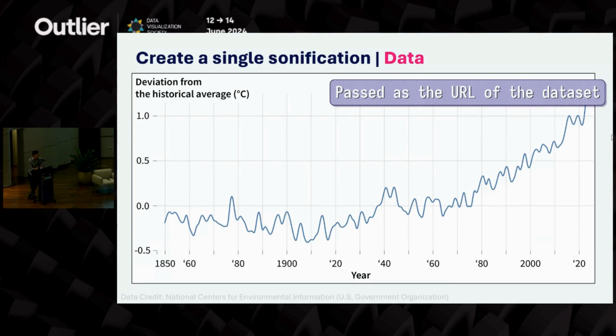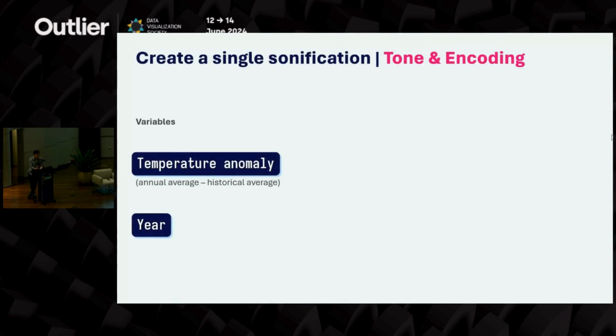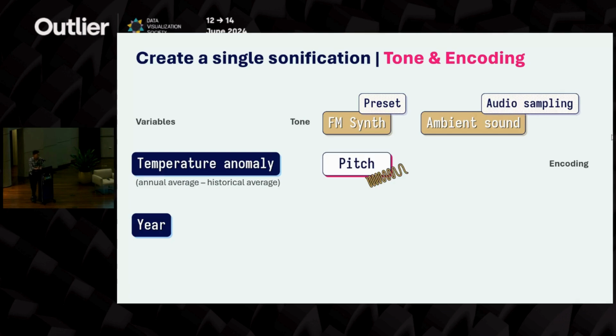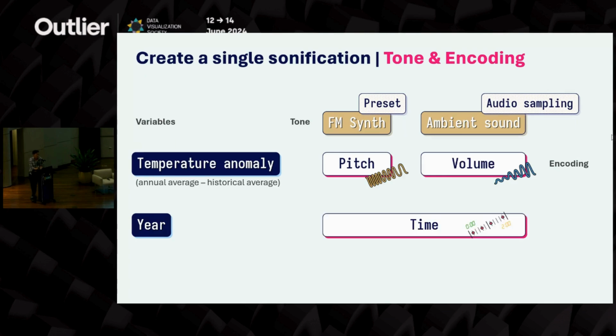I pass this data as a URL. Then we have two variables, temperature anomaly and year. I'm going to use an FM synthesizer as the main sound, the key delivery of the sound, and provide another ambient sound for a more disturbing mood. It's disturbing climate change. The FM synthesizer is provided as a preset, and you can also sample external audio files to create diverse sounds. Temperature anomaly is mapped to the pitch of the FM synthesizer and the volume of the ambient sound, and the year is mapped to time.